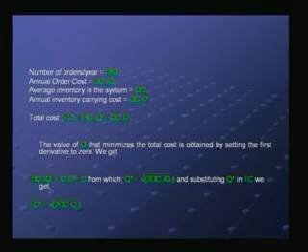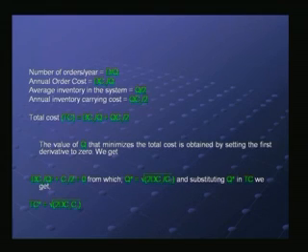And when we substitute the value of Q star in the total cost expression, we get the minimum total cost as root of 2 into D into C0 into Cc. So, we have now solved the first model to find out the value of the economic order quantity.